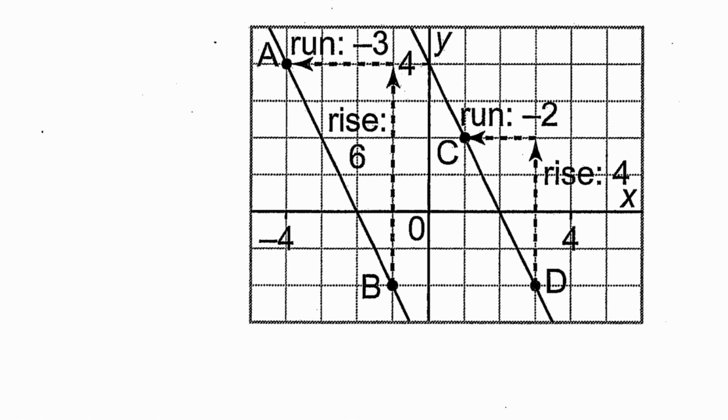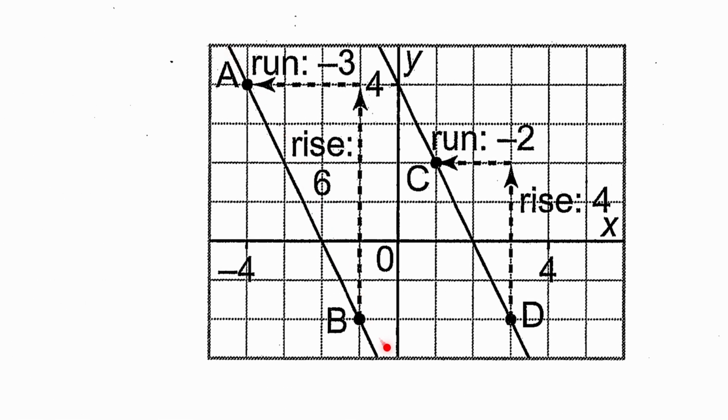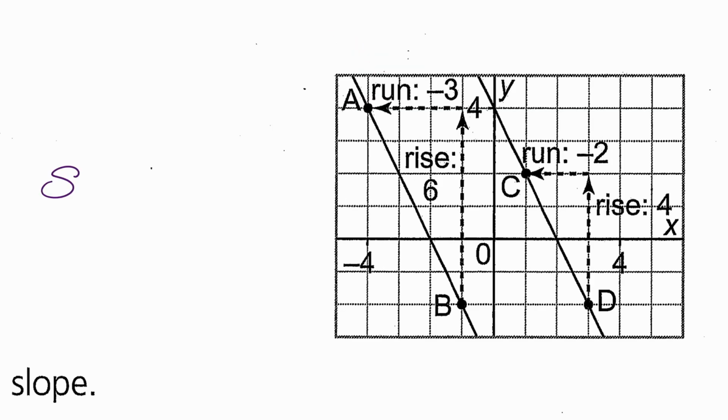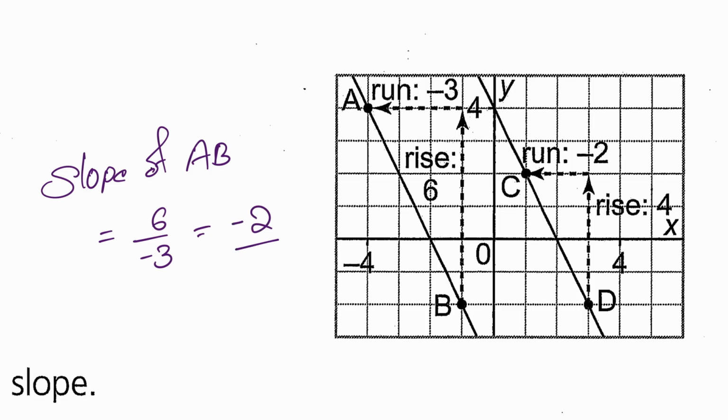Here you can see two parallel lines. AB is a line and CD is another line. I have chosen two different points on each line to calculate the slope. Over here you can see the rise is 6 and the run is -3. So slope of AB, rise is 6, run is -3, 6 over -3. I can simplify this, that is -2.